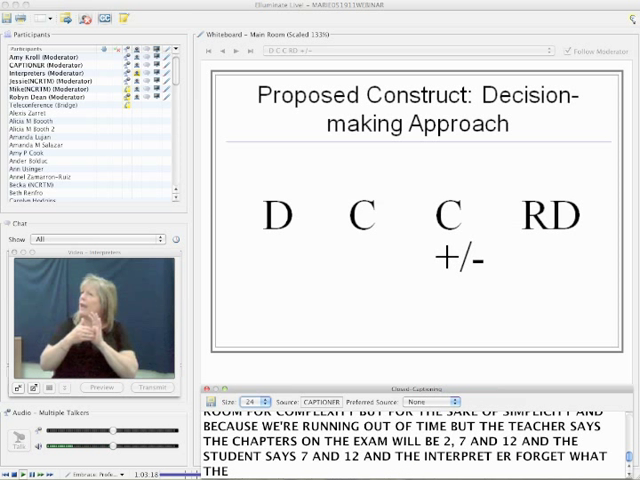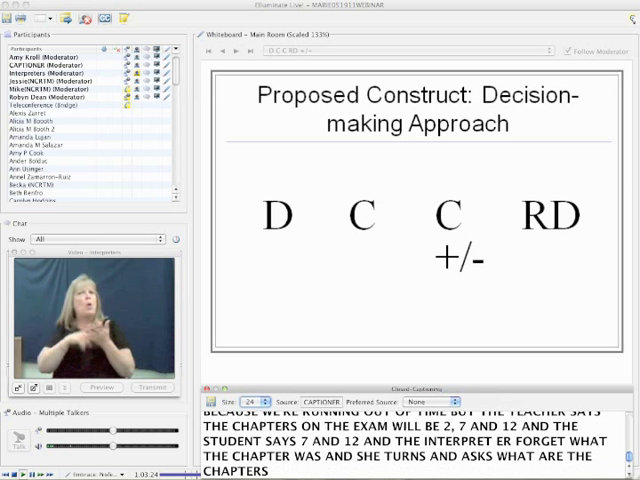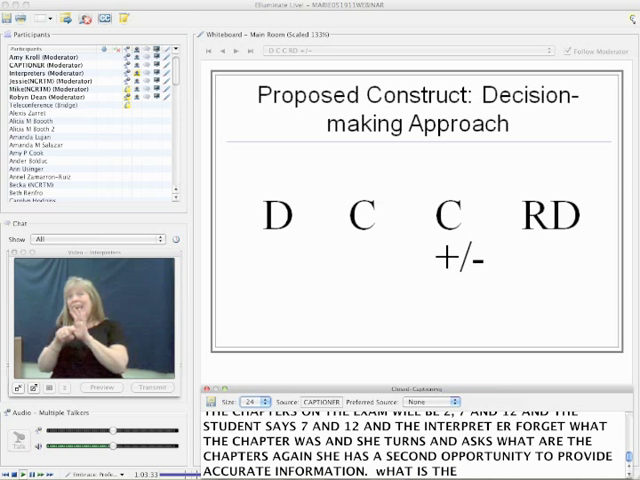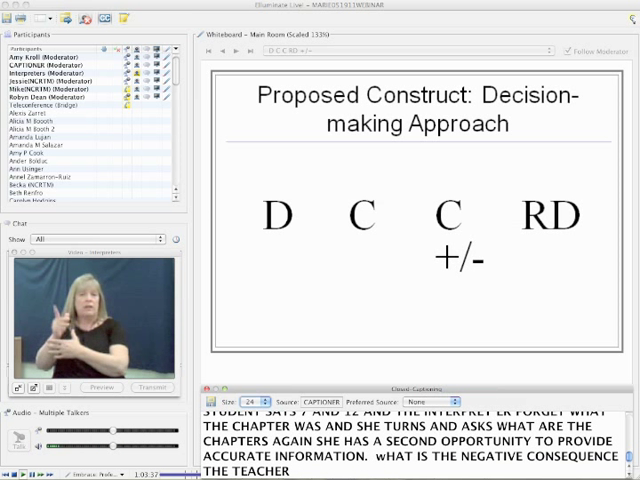What is the positive consequence of that decision? What is the merit of it? She has a second opportunity to provide accurate information. What is the negative consequence? You can't have one without the other. What is the negative consequence? The teacher and the classroom were interrupted in their normal, organic flow. There may be resolution at that point. You don't have to have a resulting demand.